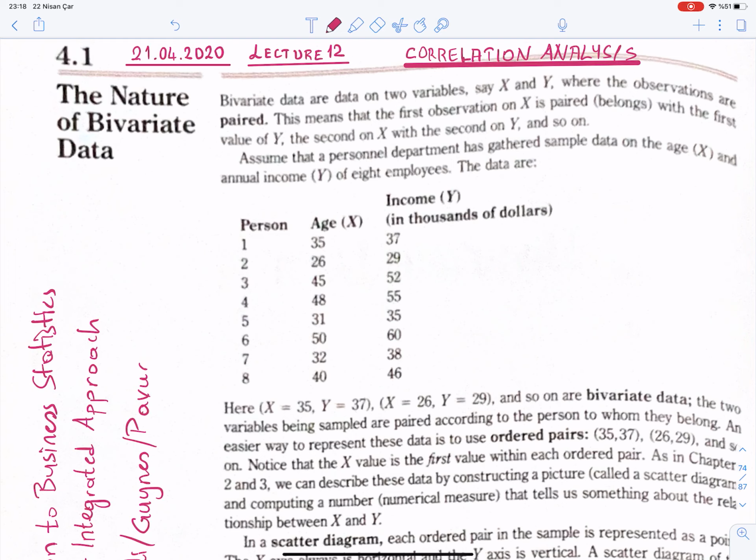So you need bivariate data. When we talk about bivariate data, say X and Y, the observations are paired. This means that the first observation on X is paired with the first value of Y, the second on X with the second on Y, and so on.